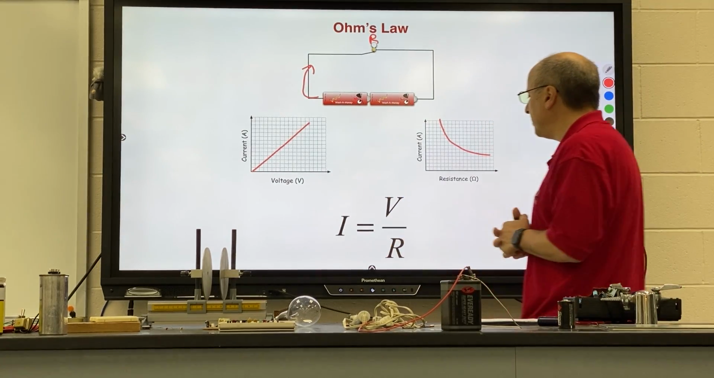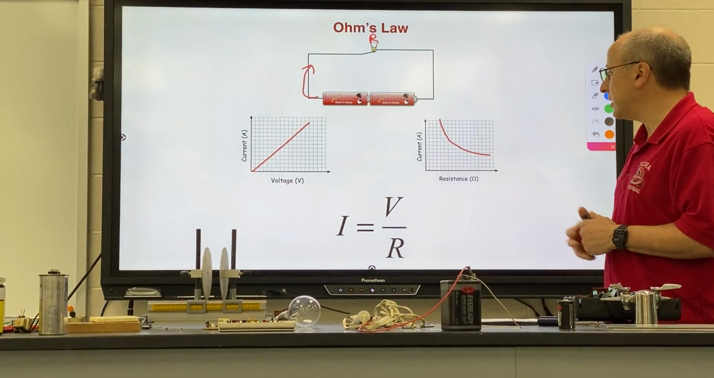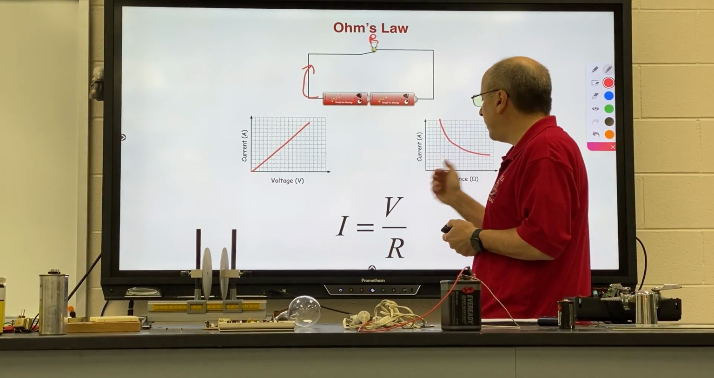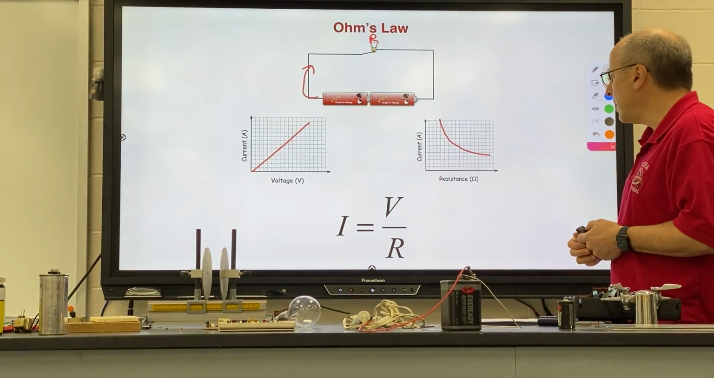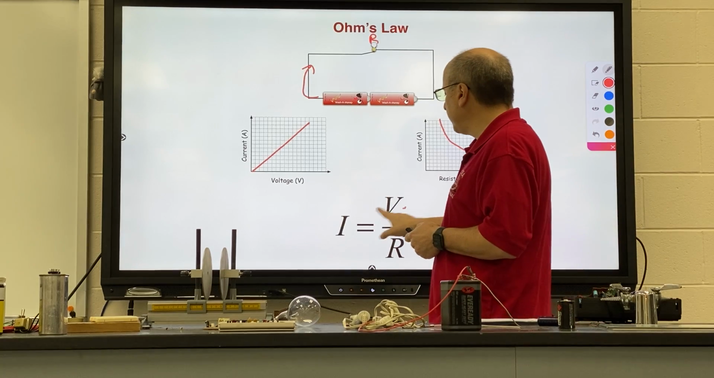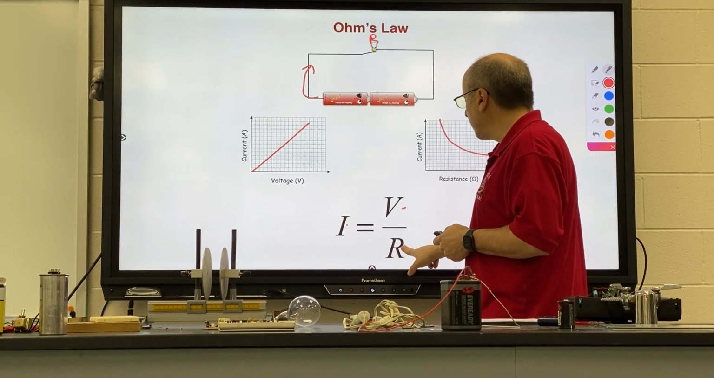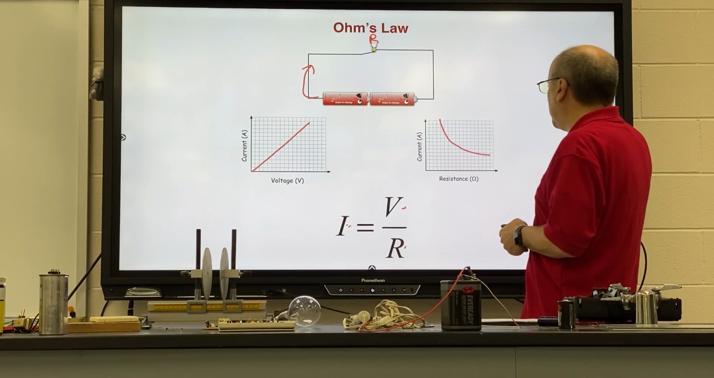Together, we get the formula known as Ohm's Law, which says the current in amps equals the voltage in volts divided by the resistance in ohms. Bigger values for voltage give you bigger current. Bigger values for resistance give you smaller currents.